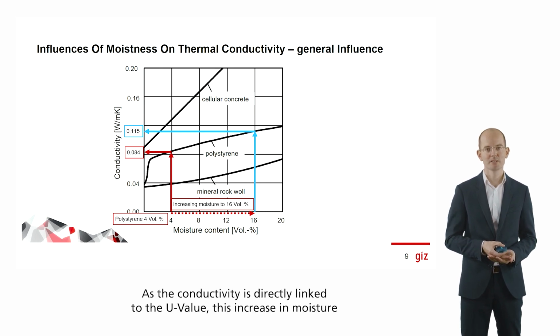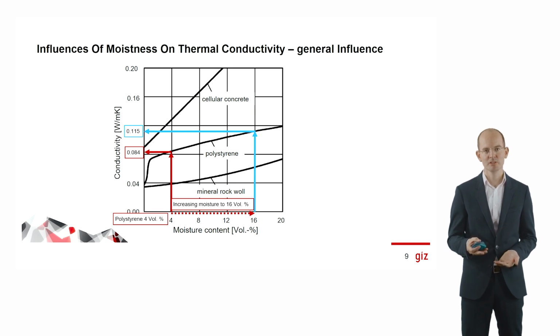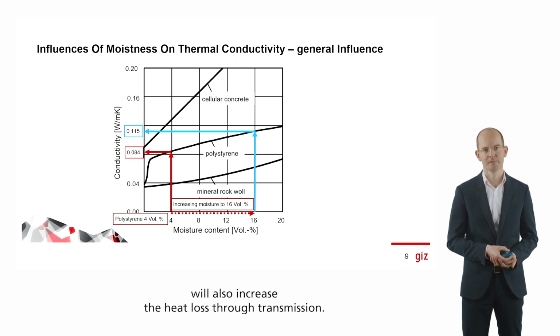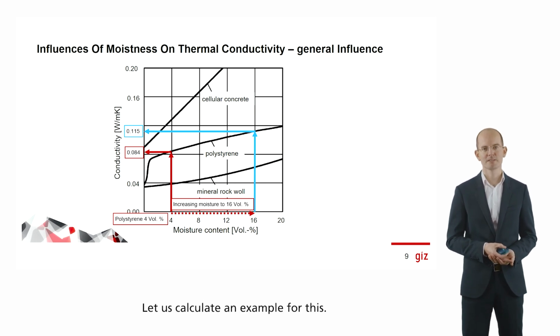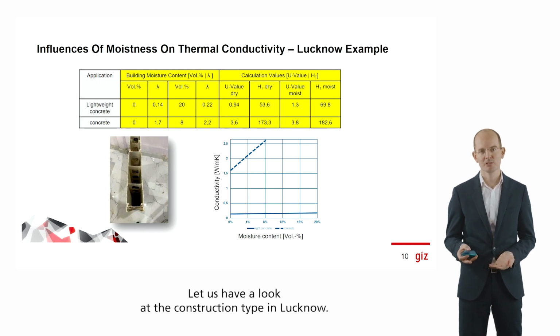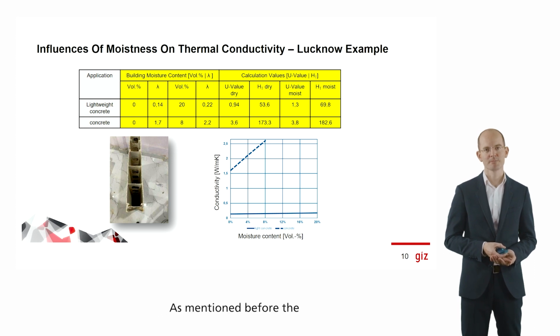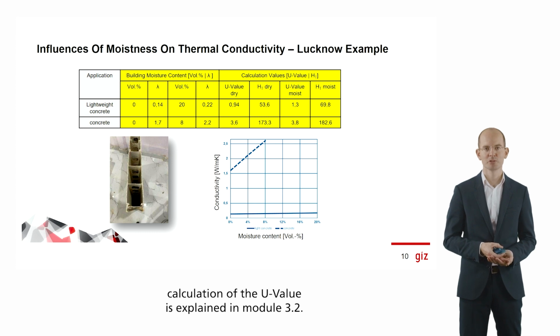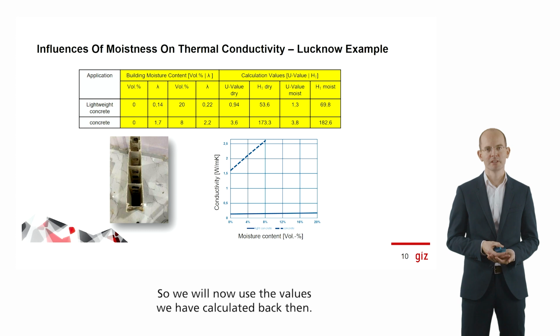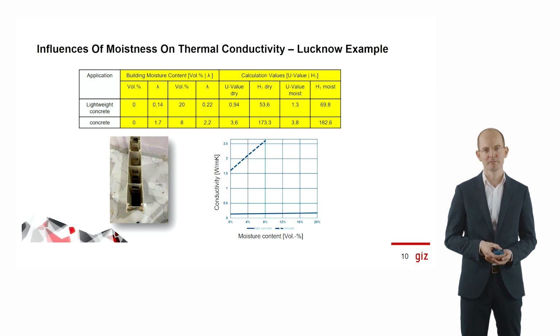As the conductivity is directly linked to the U value, this increase in moisture will also increase the heat loss through transmission. Let us calculate an example for this. Let us have a look at the construction type in LUCKNOW. As mentioned before, the calculation of the U value is explained in module 3.2. So we will now use the values we have calculated back then.